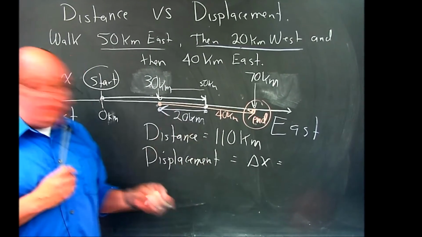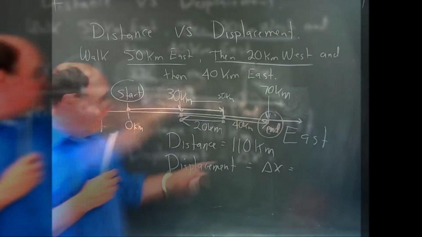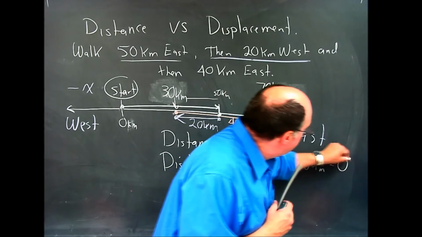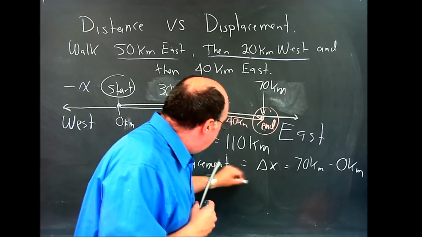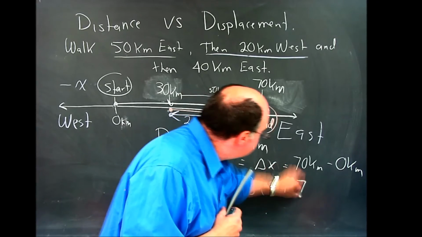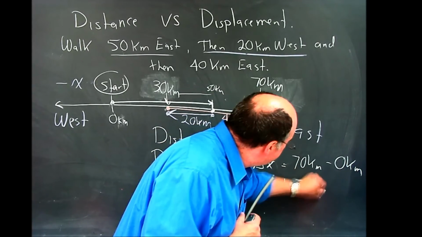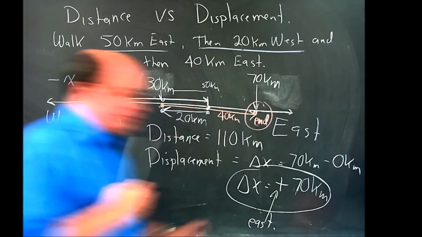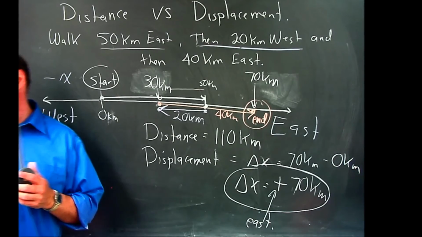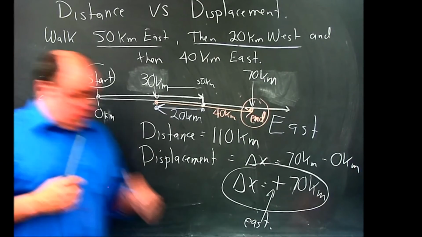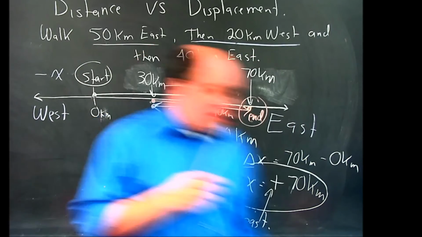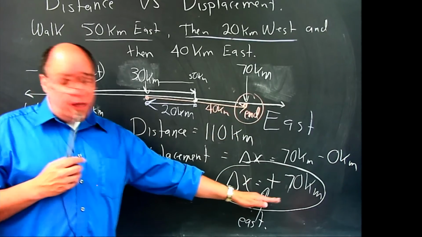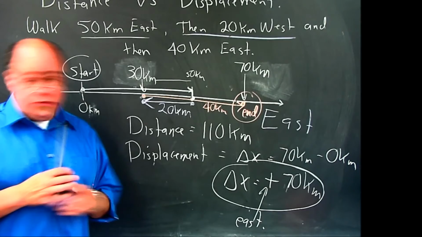So delta x would be the final position, 70, minus the initial position, 0. It would be 70 kilometers minus 0 kilometers. So delta x would be a positive 70 kilometers. The positive piece there means we're going to the east. So that's the difference. It's just one car. The one car is traveling, but the one car traveled through 110 kilometers, but the one car is only displaced by 70 kilometers to the east.